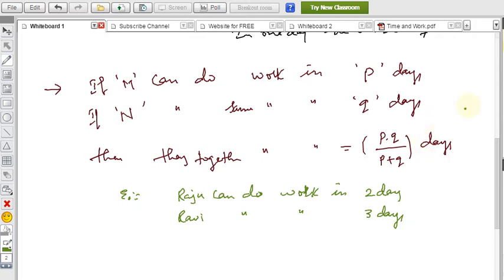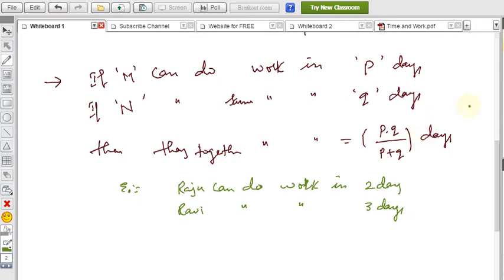If both work together, it must take less than 2 days. Together they can do the same work in P into Q by P plus Q. So 2 into 3 by 2 plus 3 is 6 by 5, which is hardly more than 1 day. 6 by 5 days, so 1 and 1 by 5 days only they can complete.